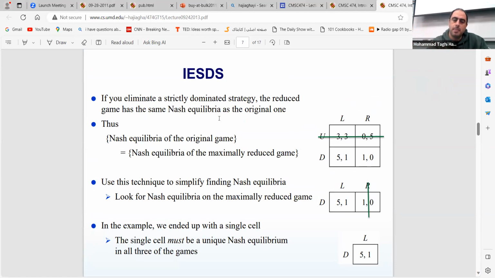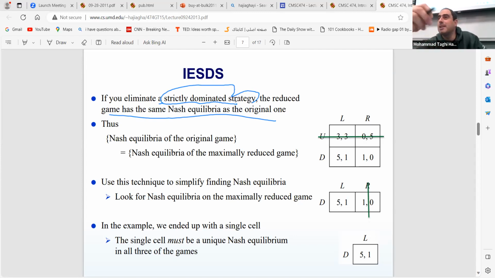So this is essentially the main theorem that we have. This is the trick: if you eliminate a strictly dominated strategy, then the reduced game has the same Nash equilibrium as the original. But you need to remove a strictly dominated one. If they are just weakly dominated, not strictly, you may lose some Nash equilibrium during this process. So at least the set is not the same. Still, you might use it to find a Nash equilibrium, but the set is not the same, because the other one was essentially equal, and if it was equal, it means that you could actually use that one in some cases.